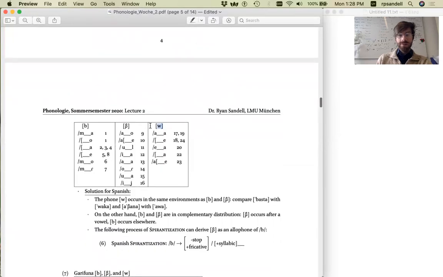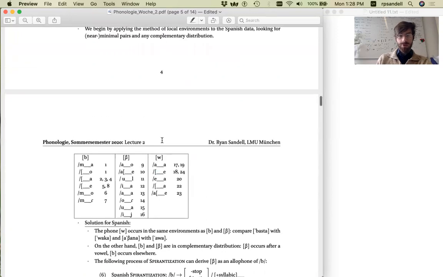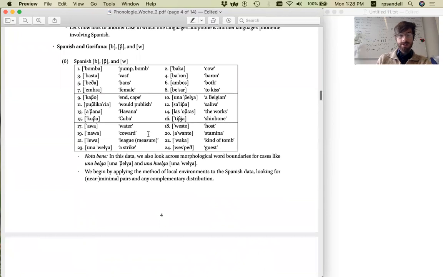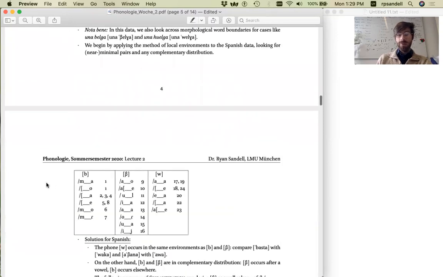And finally, the sound wa, this glide, we see occurring between vowels, but in 18 and 24, we see it occurring at the beginning of a word. So let's check 18. Yeah, the words hueste, host, and huésped, guest. We find it occurring at the very beginning of a phonological word.